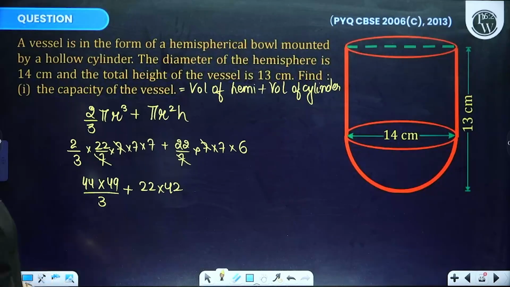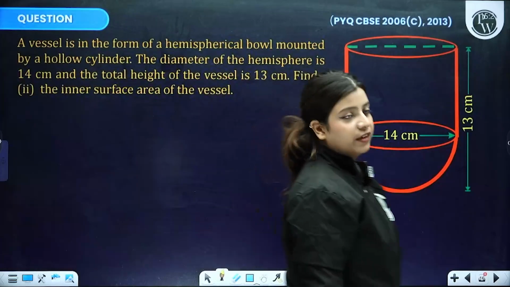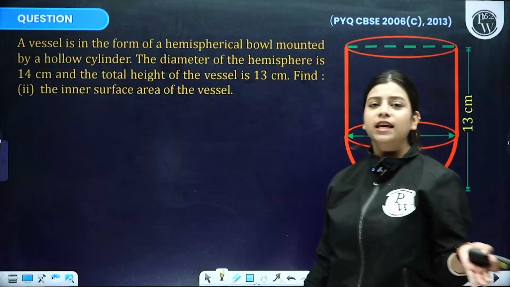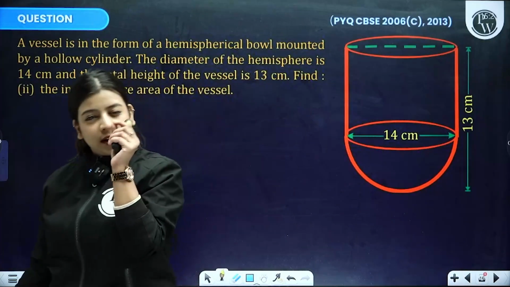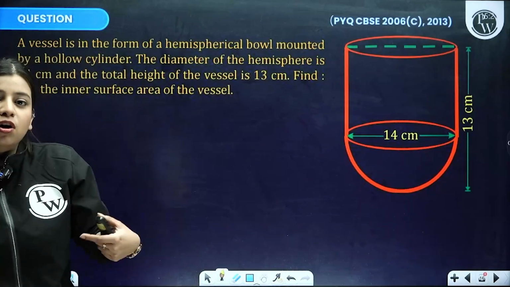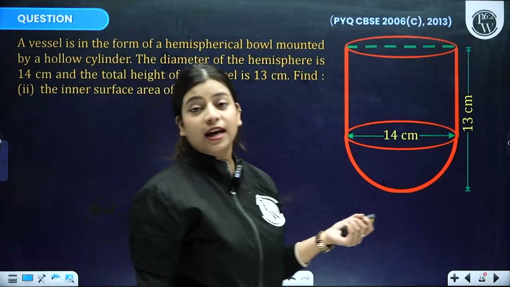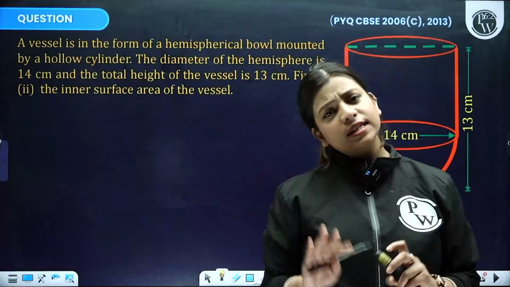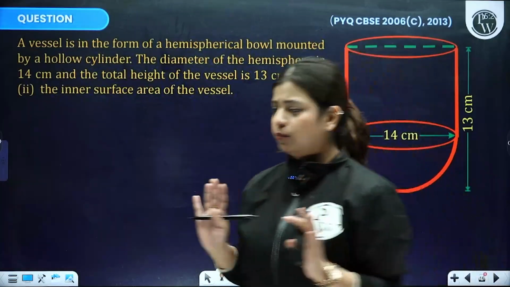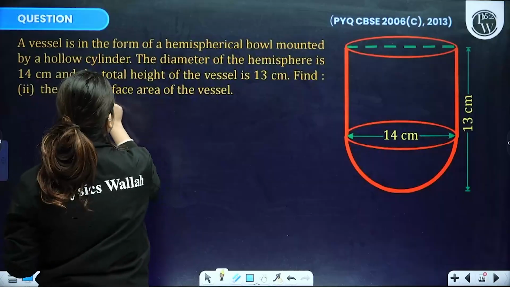Right. The next thing that we have is the inner surface area. Now, if it's a vessel and the thickness of the vessel is not known, or we can say it is negligible, we just have to find out the surface area. That means inner and outer both, right? So, basically the inner surface area.